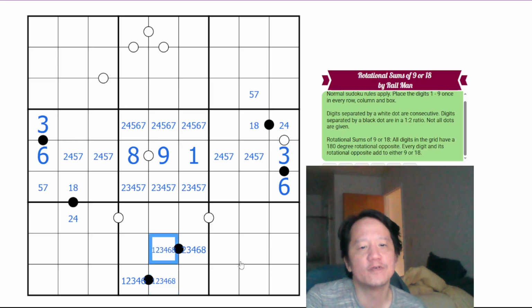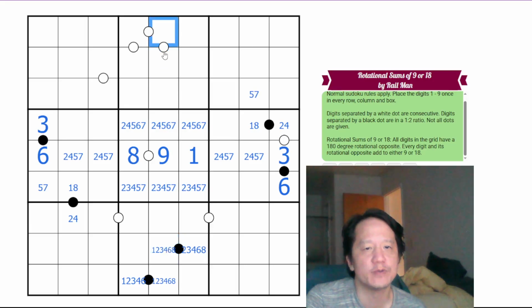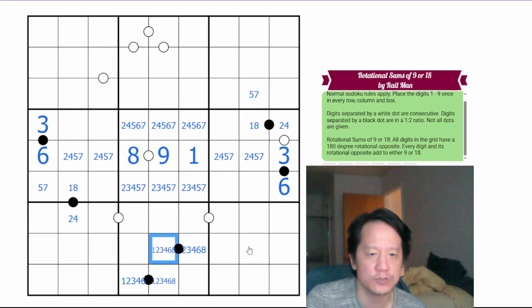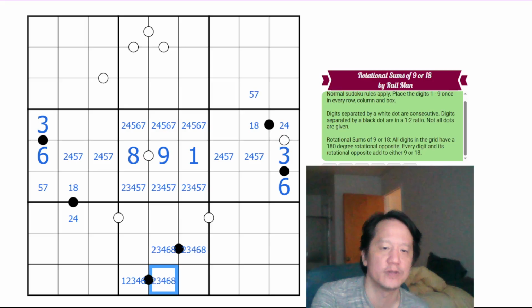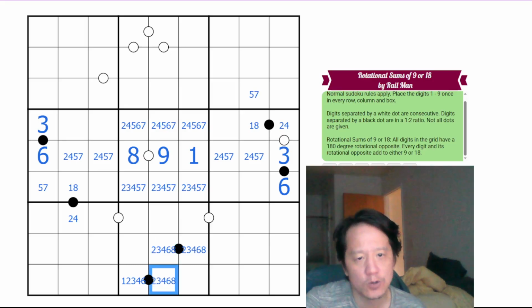And if we try to have a 1 here, that would guarantee 2 is there. So 1 would be with 8. 8 would have to be with 7 here, which would force that to be 2. So this cannot be 1. It's the same thing here. This can't be 1 for the same reasoning.